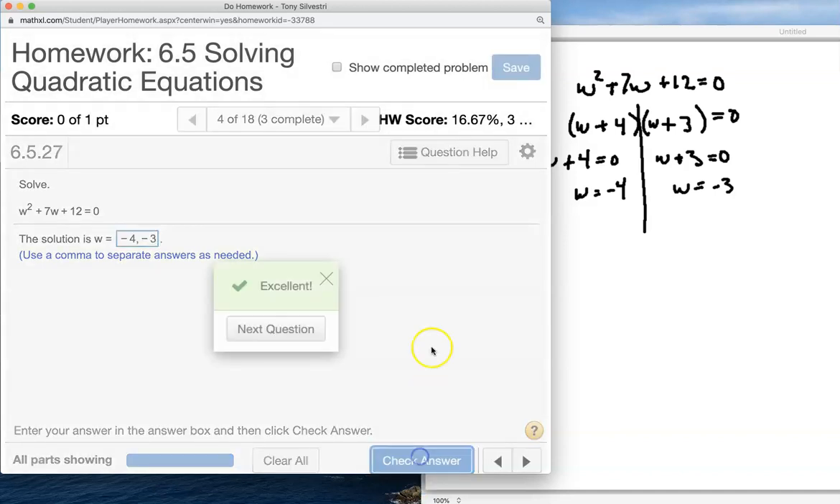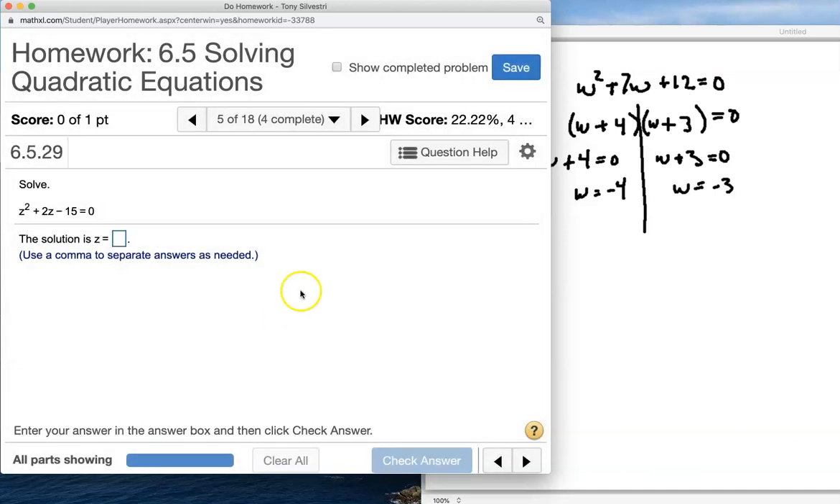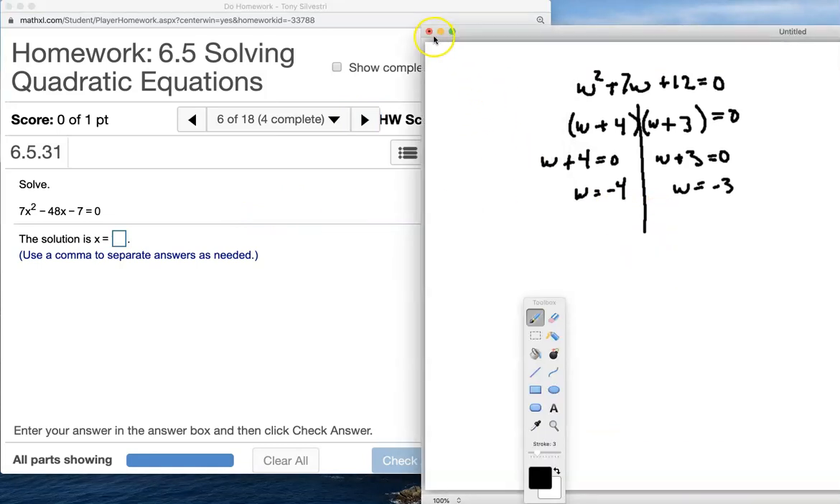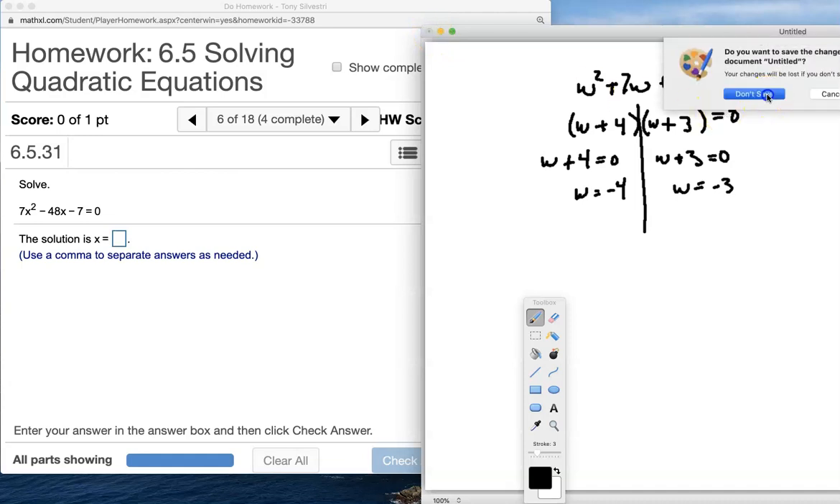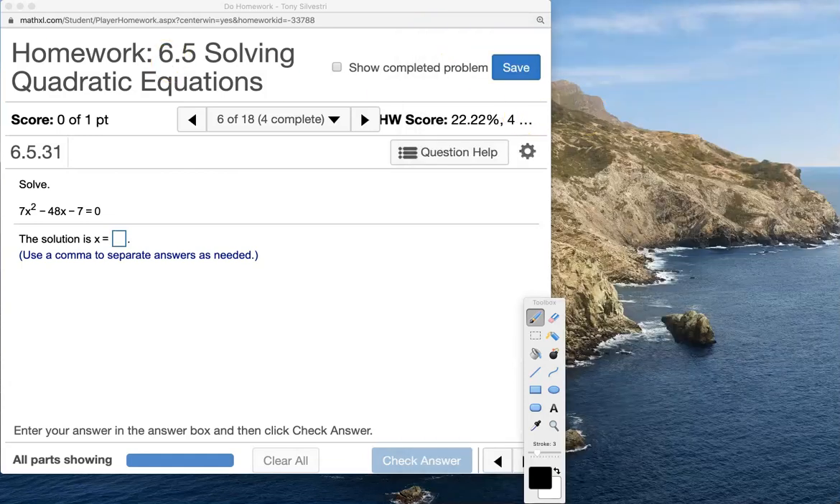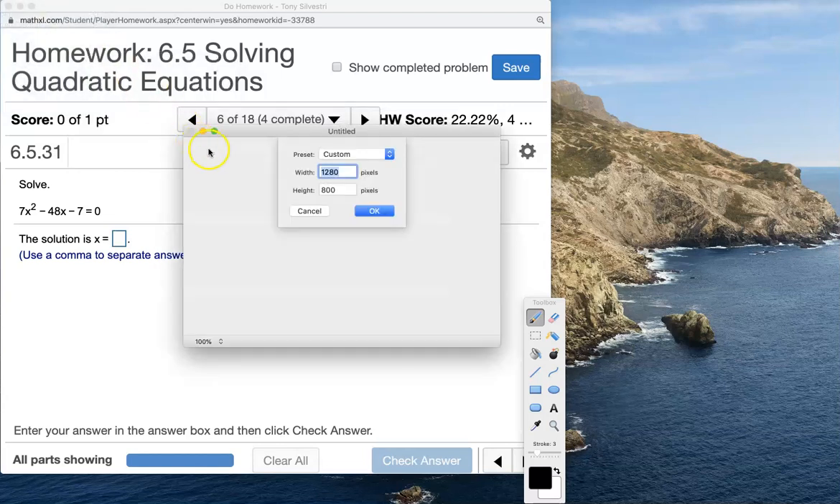Check your answer. Fantastic. Okay, now I'm going to skip this one because this looks like the previous one. I'll do this one. That's a harder problem right there. That's a difficult problem. And that is difficult. So I'm going to go ahead and not say don't save. I don't want to save that. Let's just say file new, start fresh.